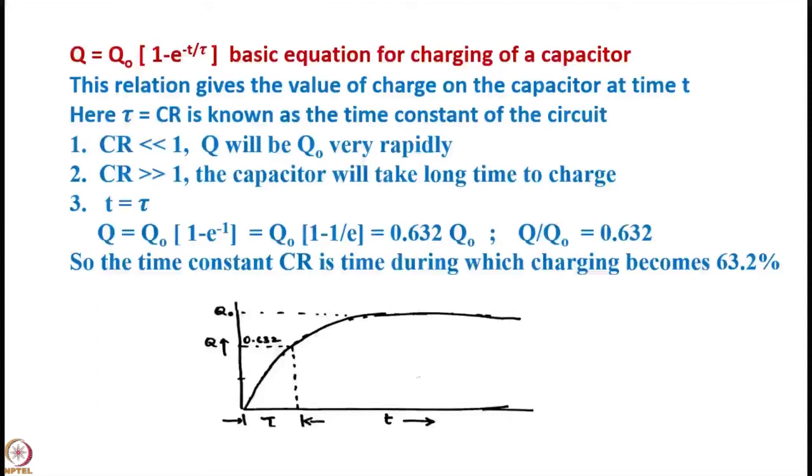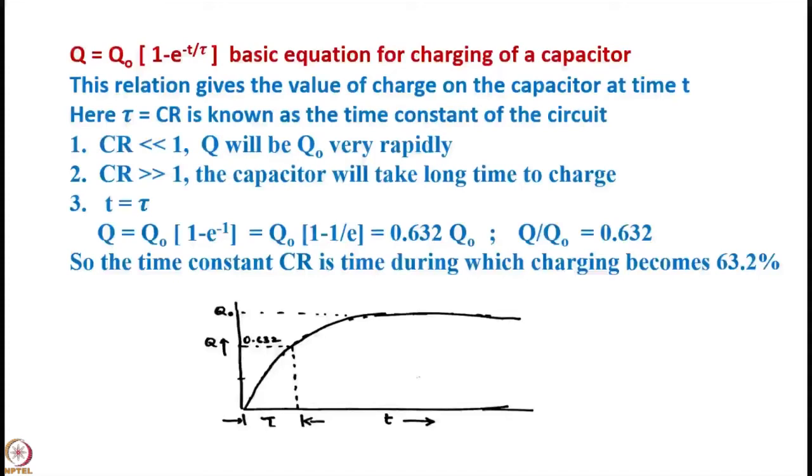Now, the first condition is that when CR is very small, then the above equation can be written in such a way that Q reaches Q naught very rapidly, because CR or tau is much smaller than t. So the charge transfer to the capacitor will be done very quickly. The voltage will be generated very quickly, and that is what we want. But then there are some limitations. The other condition is that if CR, that means tau, is much greater than t, then the capacitor will take a huge time to charge to the full value.